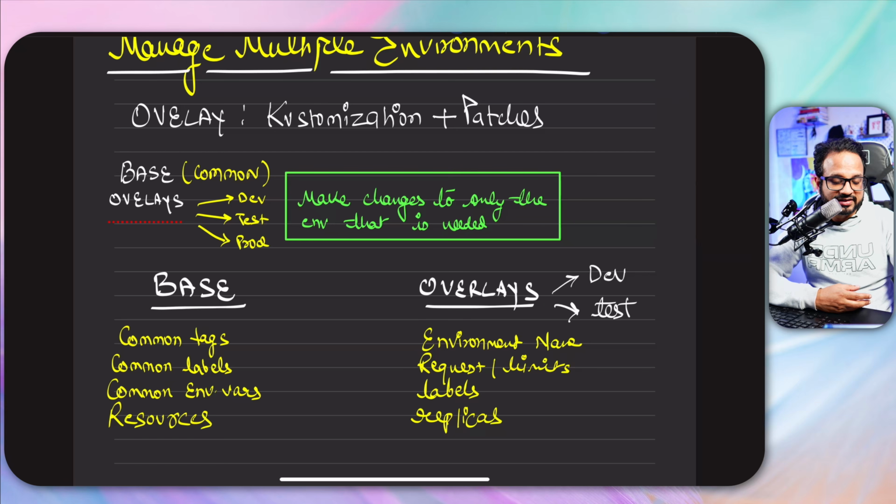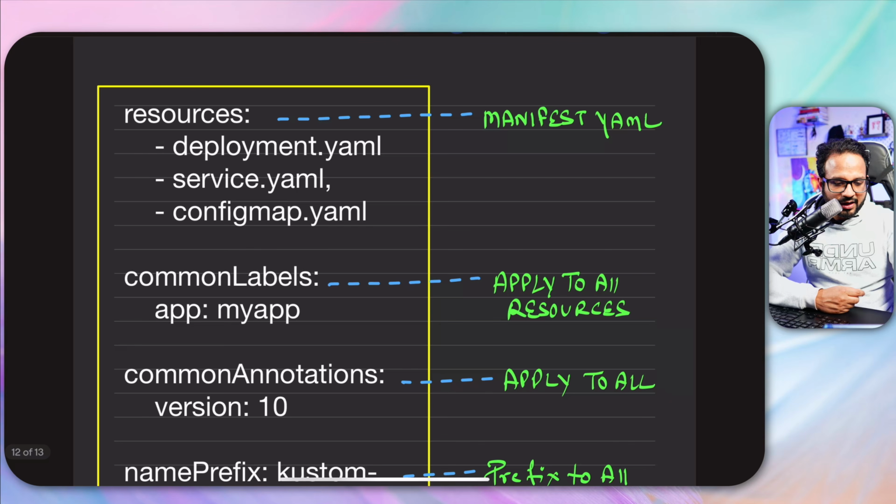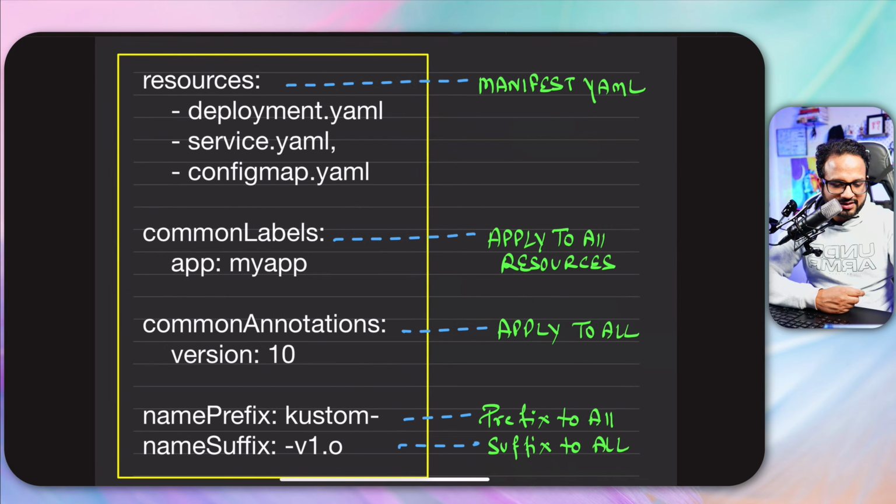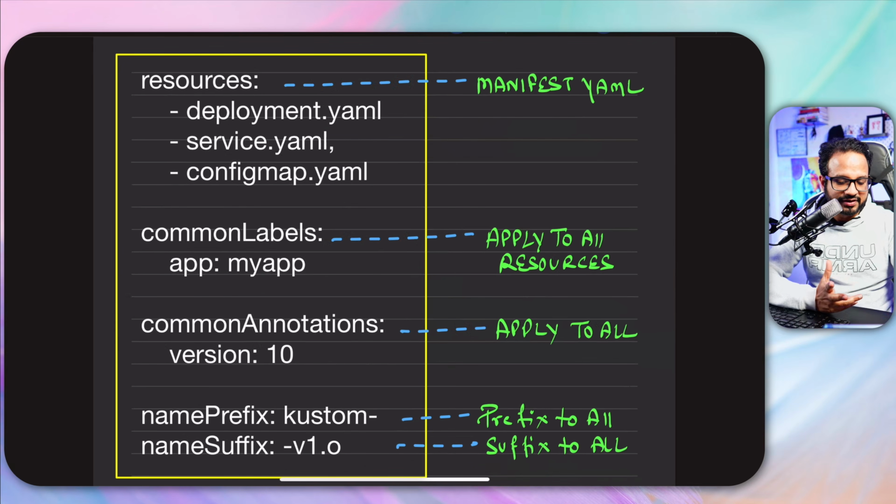Now in overlays, you provide environment specific configuration, for example environment name, request limits, labels, replicas for each of the environment, right? Now this is a sample customization.yaml when working with multiple environments. So this is for the base folder. Okay, so it has a resource mapping with the different files, manifest YAMLs, deployment, service, config map. Then we have common labels.